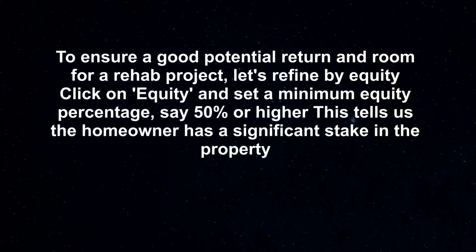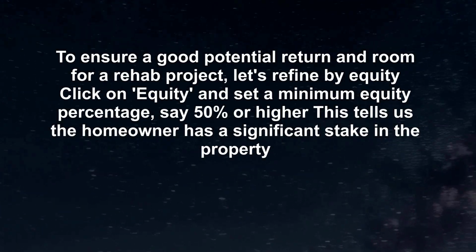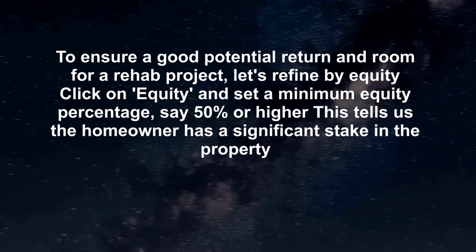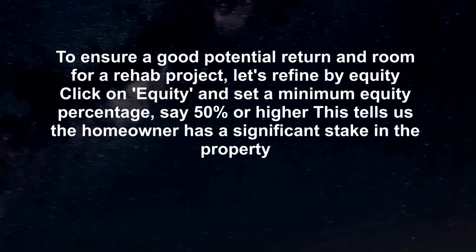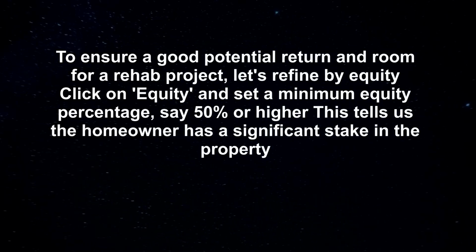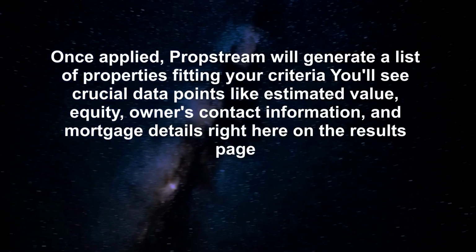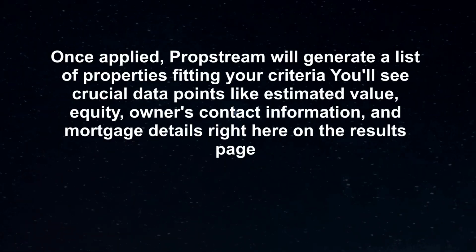To ensure a good potential return and room for a rehab project, let's refine by equity. Click on Equity and set a minimum equity percentage. Say 50% or higher. This tells us the homeowner has a significant stake in the property. Once applied, Propstream will generate a list of properties fitting your criteria.